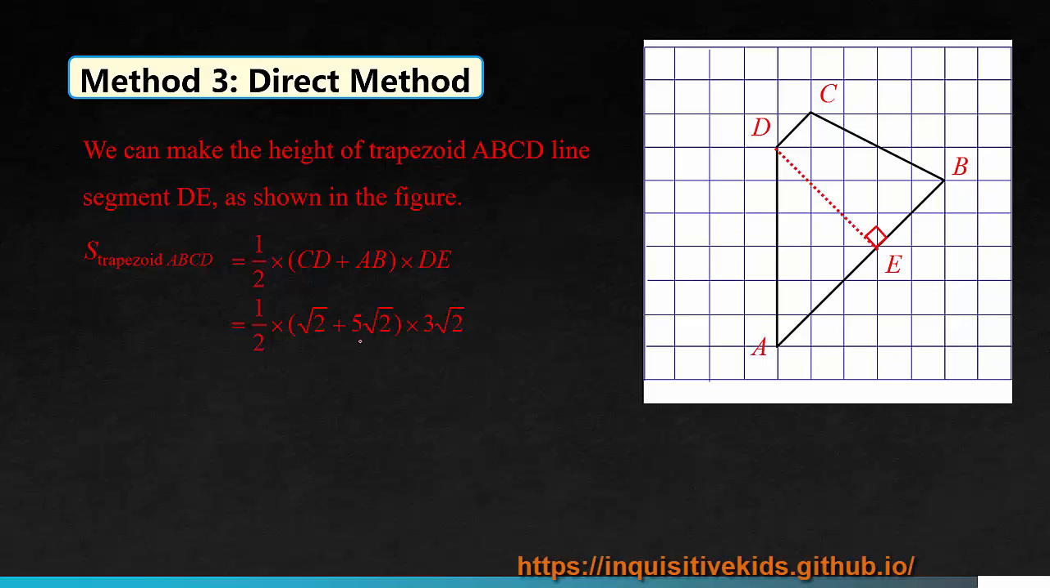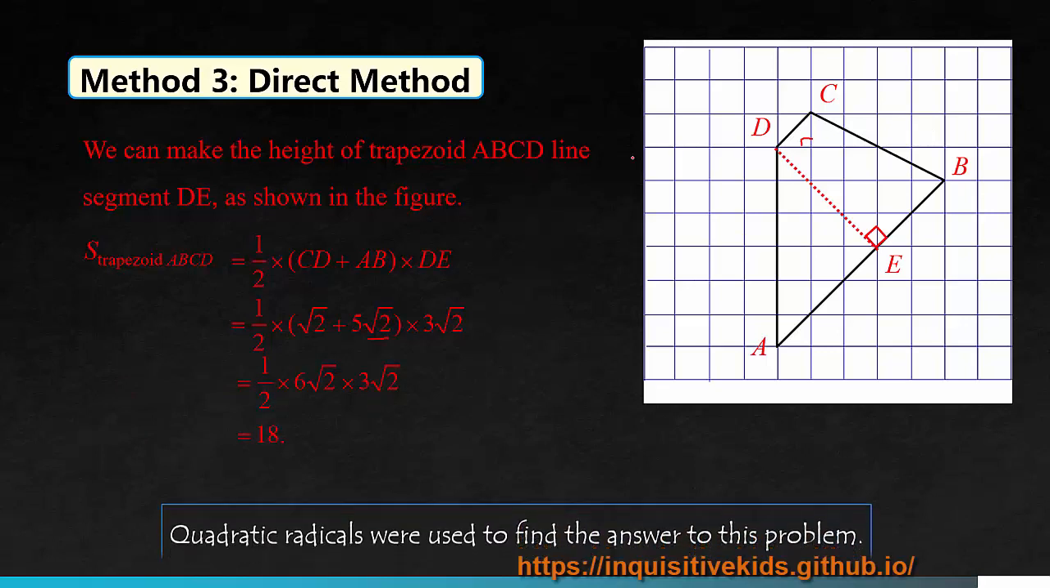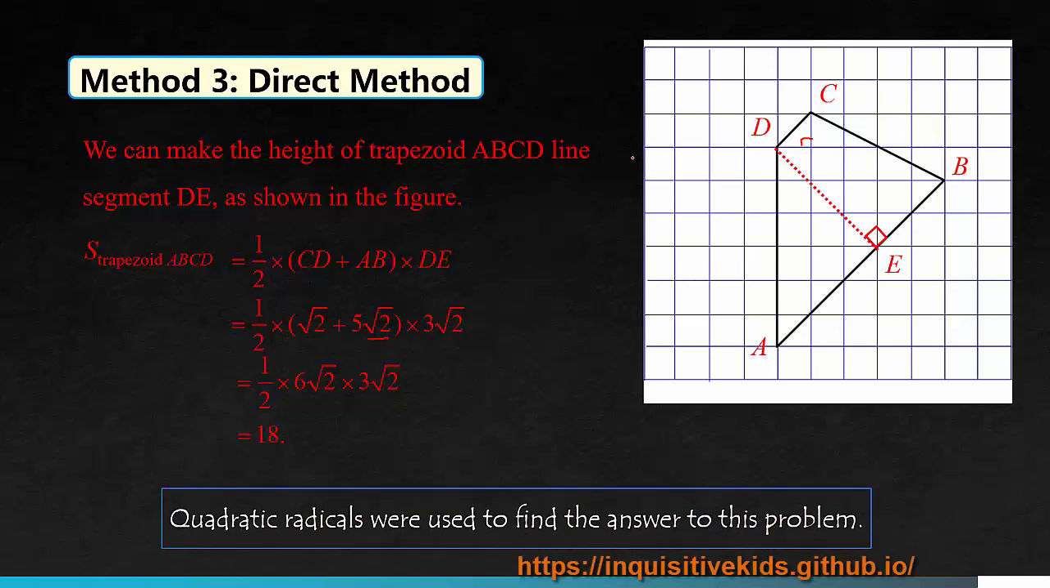If you're wondering how they got these values, they actually used the Pythagorean theorem to help them figure this out. A squared plus B squared equals C squared. And you can see that there are a lot of ways you can use the Pythagorean theorem over here because there are a lot of small right triangles. We use the distributive property of multiplication, then we combine like terms to get 18. The quadratic radicals were used in the direct method to help us figure this out. So this is where quadratic radicals might come in handy because sometimes you just have to use the direct method and you're going to need to figure out the lengths of some of these diagonal lines that the problem doesn't tell you.